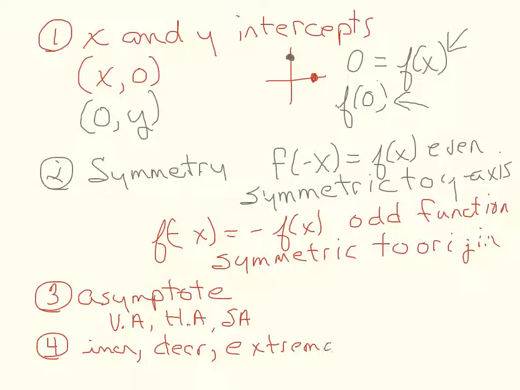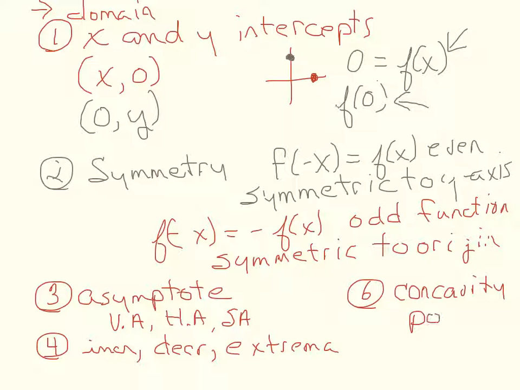And probably the very first thing, which I should have put as number 1, and I'll come back up here, is what is the domain of the function? We always want to consider what the domain of the function is. Of course, that also helps us when we're talking about vertical asymptotes. We need to consider concavity. So this would actually be number 6, concavity. And with concavity, where are our points of inflection, if any? So these are the things that we are going to look for when we begin to graph a function.